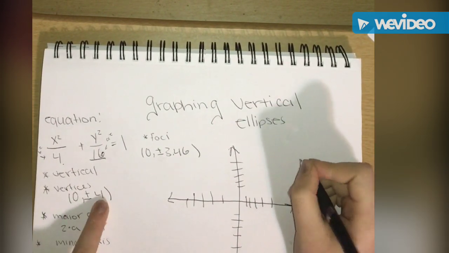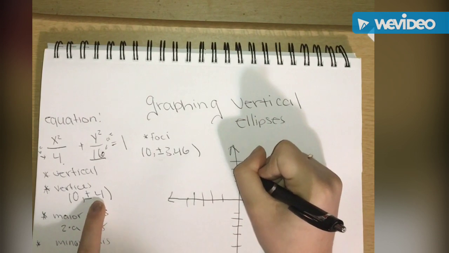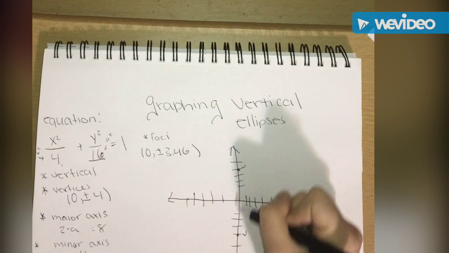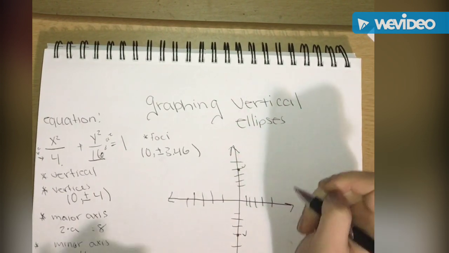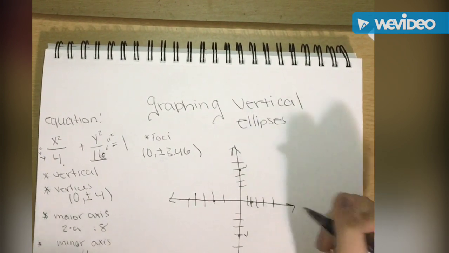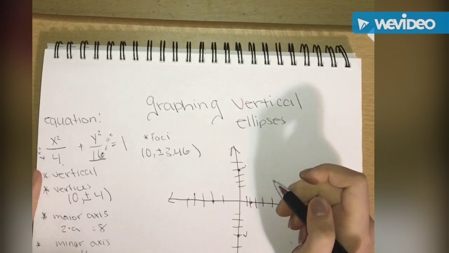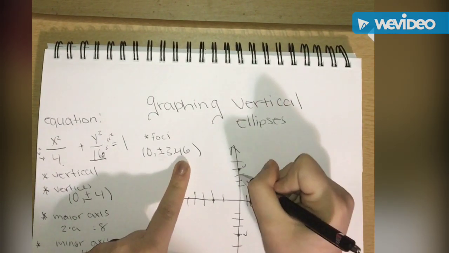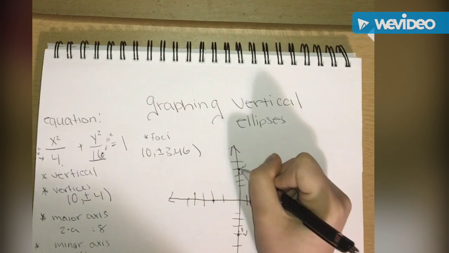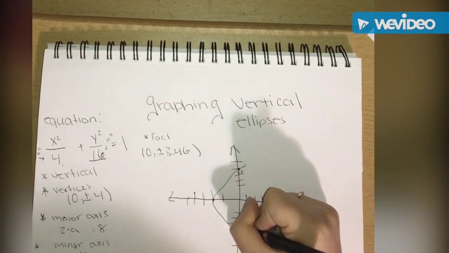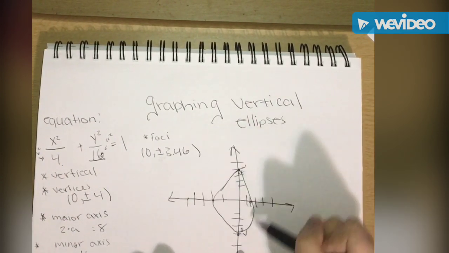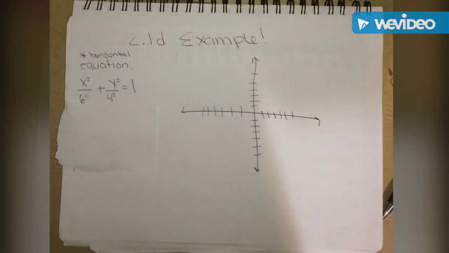We can do our vertices, plus or minus 4, that are actually on the y-axis this time because it's vertical. And that's our major axis. And now we can do our minor, which is 4, so 2 over to the left, 2 over to the right. And then you can do your foci last but not least, 3.46 up and then down. And then you can circle around. This doesn't look as oval as it should, but that's essentially what a vertical ellipse looks like.